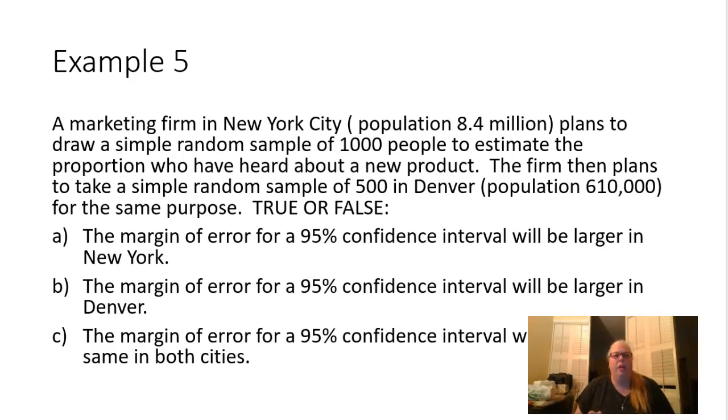Example 5, a marketing firm in New York City, population 8.4 million, plans to draw a simple random sample of 1,000 people to estimate the proportion who have heard about a new product. The firm then plans to take a simple random sample of 500 in Denver, population 610,000, for the same purpose. True or false? The margin of error for a 95% confidence interval will be larger in New York.